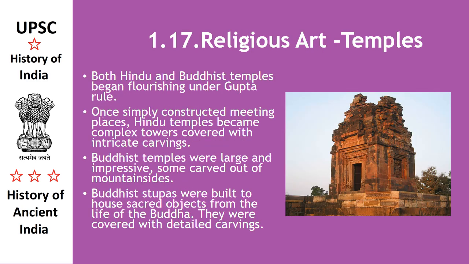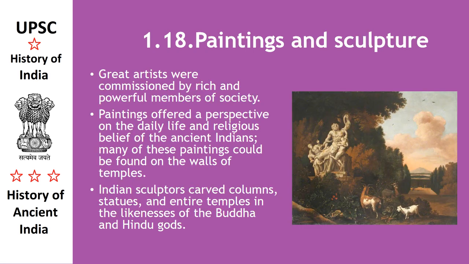Religious art and temples. Both Hindu and Buddhist temples began flourishing under Gupta rule. Once simply constructed meeting places, Hindu temples became complex towers covered with intricate carvings. Buddhist temples were large and impressive, some carved out of mountainsides. Buddhist stupas were built to house sacred objects from the life of the Buddha. They were covered with detailed carvings.